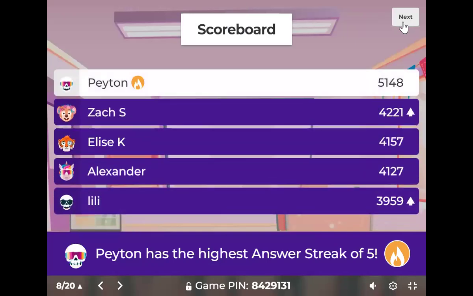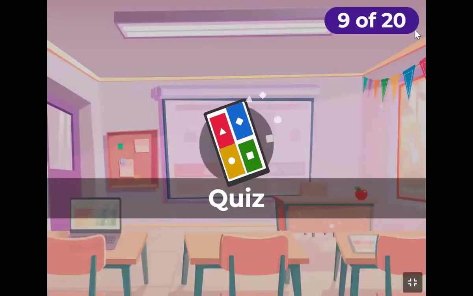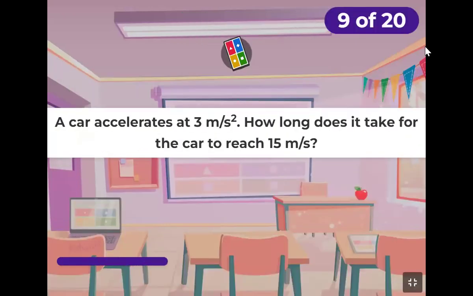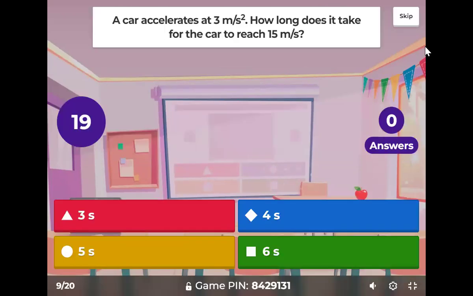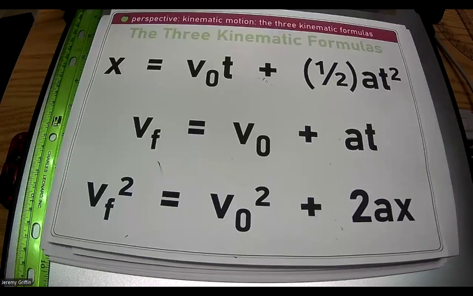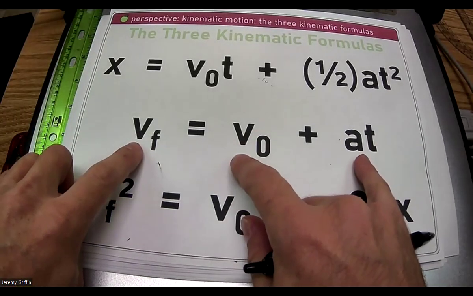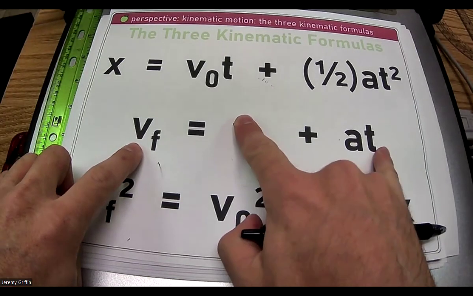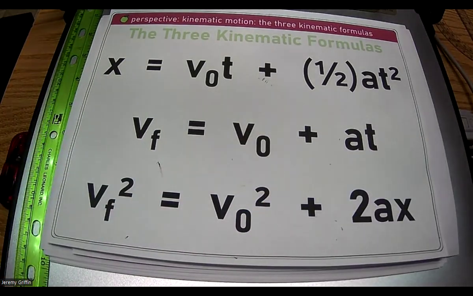All right, I got Lily, Alexander, Elise, Zach, Peyton. Car accelerates at 3 meters per second squared. How long does it take to pick up to 15 meters per second? Yeah, there you go, 5 seconds. So you guys could do 3 times 5 is 15. And just for completion, that's really this one right here, isn't it? So start from rest, this goes away. You got 3 times 5 is 15. Boom, boom, boom, just like that. All right.